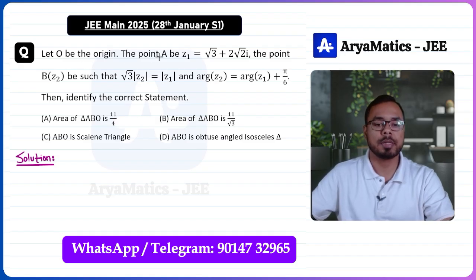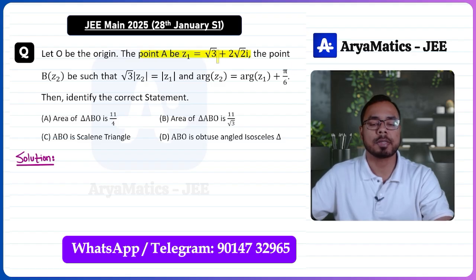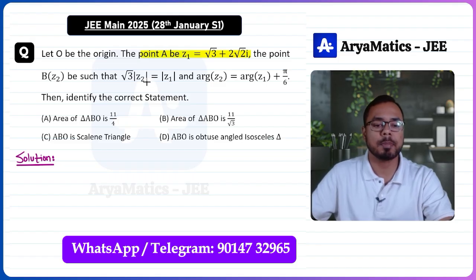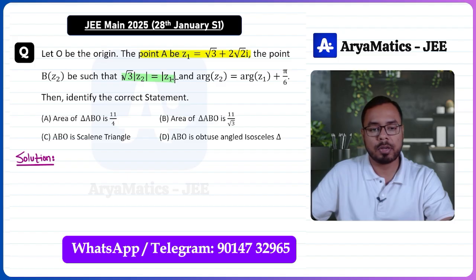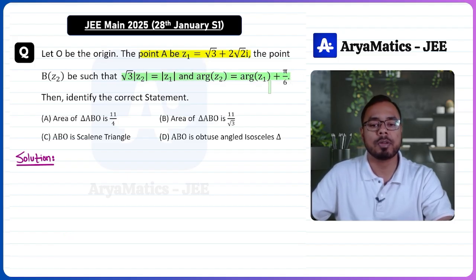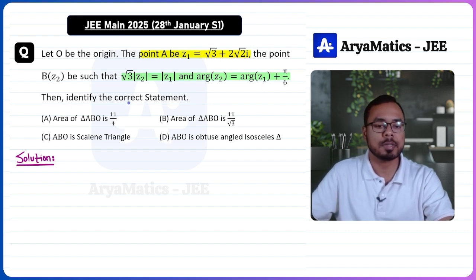Let O be the origin and the point A be represented by the complex number root 3 plus 2 root 2 iota, and point B is representing the complex number Z2 such that root 3 times mod Z2 is the same as mod Z1, and argument of Z2 is argument of Z1 plus pi by 6. Then we have to identify the correct statement about this triangle AOB where O is the origin.